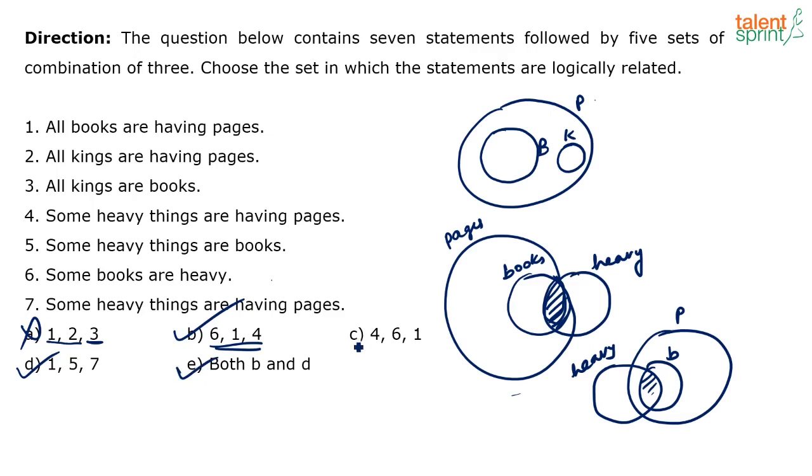I hope it is clear. C you didn't check because we got B to be true. Once we got B to be true, we know either only B is the answer or it has to be B and D. So just check for D also. Both B and D is your answer. That is option E.